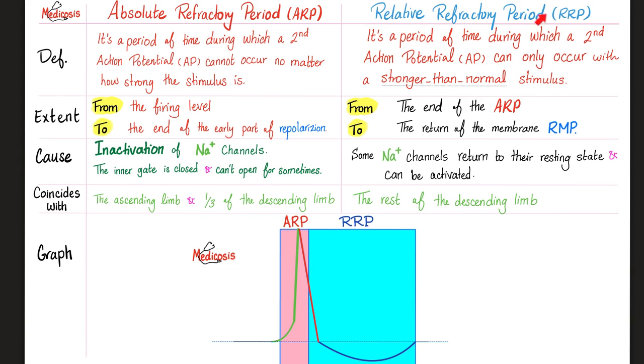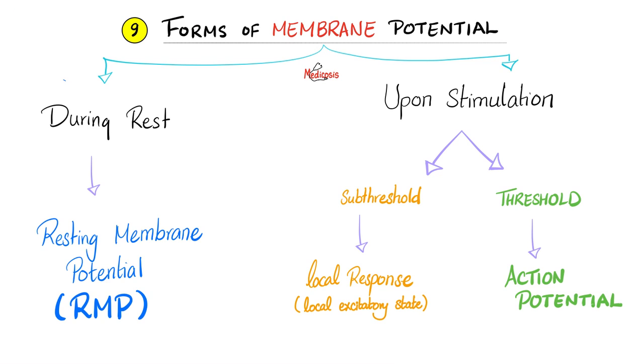How about the relative refractory period? Well, I'm still in the refractory period. So I'm a period of time during which the second action potential is hard, unless you give me something supranormal, something stronger than usual. Only then I will start listening to you. And this starts from the end of the absolute refractory period to the end of the hyperpolarization before you reach the resting membrane. Why does this happen? Because some sodium channels have returned to their resting state. Oh, I'm ready to be opened again. So we have talked about the action potential. In the next video, we'll talk about the local response when you give a subthreshold.